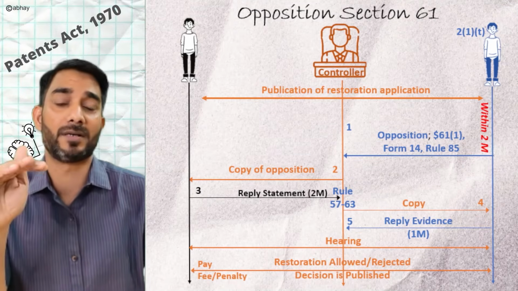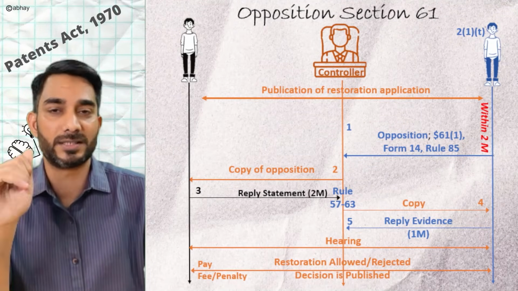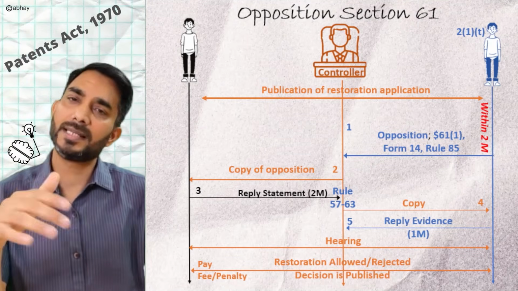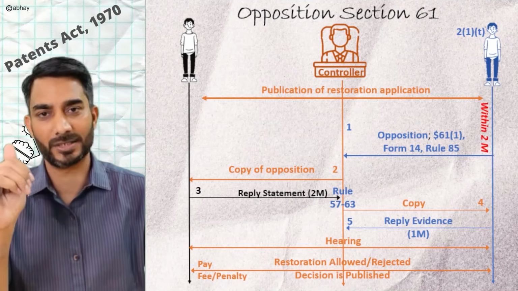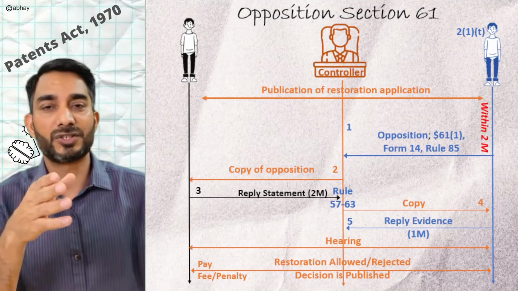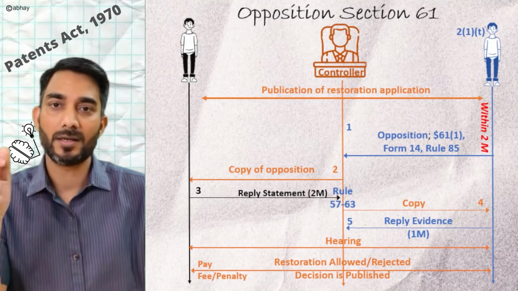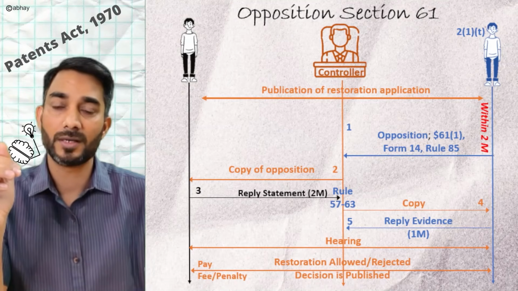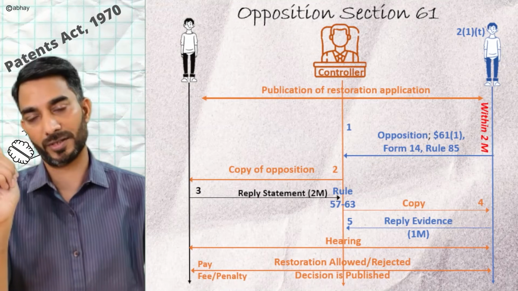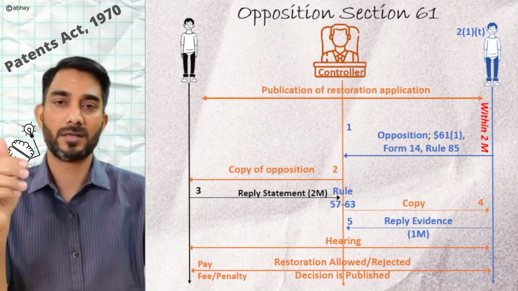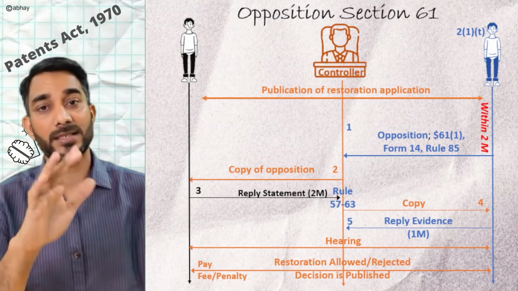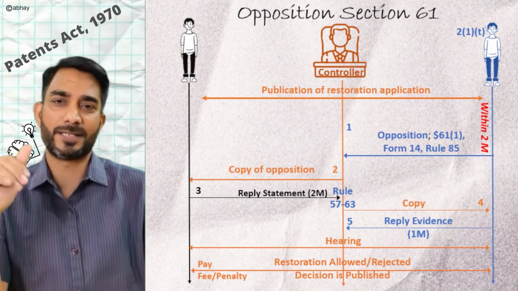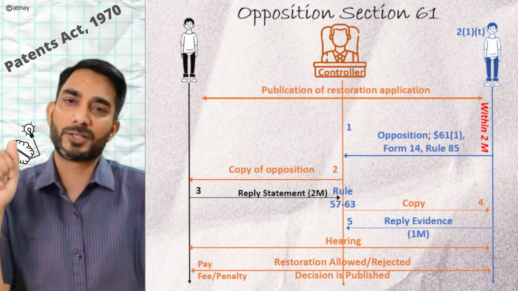After the hearing has happened, controller is required to make a decision with regards to whether to accept the application or reject the application. Let's assume the controller accepted the application. Once the controller has accepted the application, the decision is passed on to the patentee, and at that moment, patentee is required to pay all the due renewal fee as well as any penalty that is associated with it. Once the payment is done, the patent will get restored, and such a decision also gets published so that everybody is aware of. So happy times are here again, and the rights are restored.